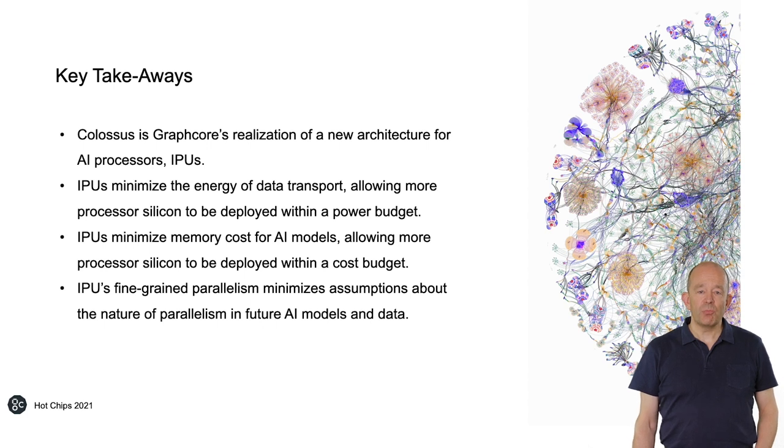So this has been a brief but furious introduction to Colossus Mk2 and the IPU architecture. What and why? If you take away one message, it should be this. The IPU is a new and potent tool for the discovery of artificial intelligence, with a very keen emphasis on total cost of ownership. Thank you for listening.